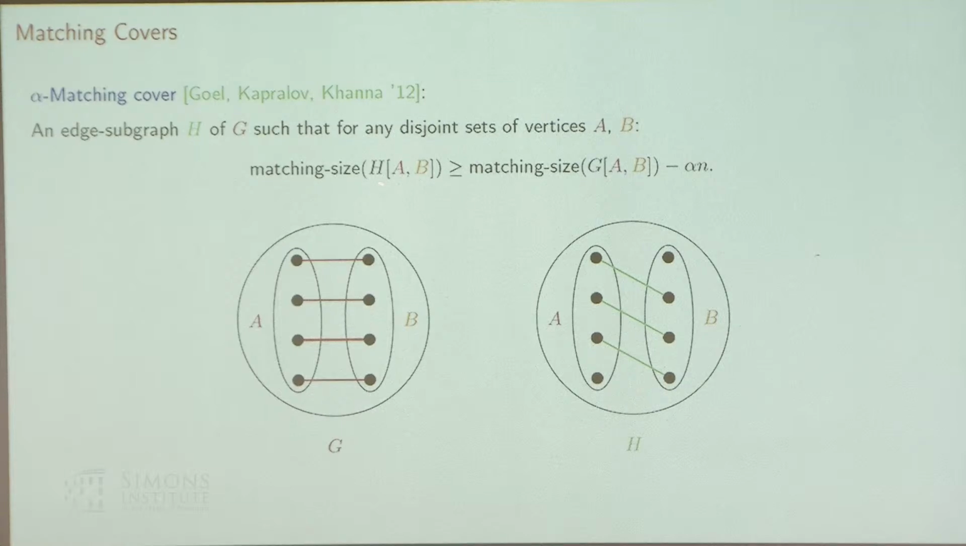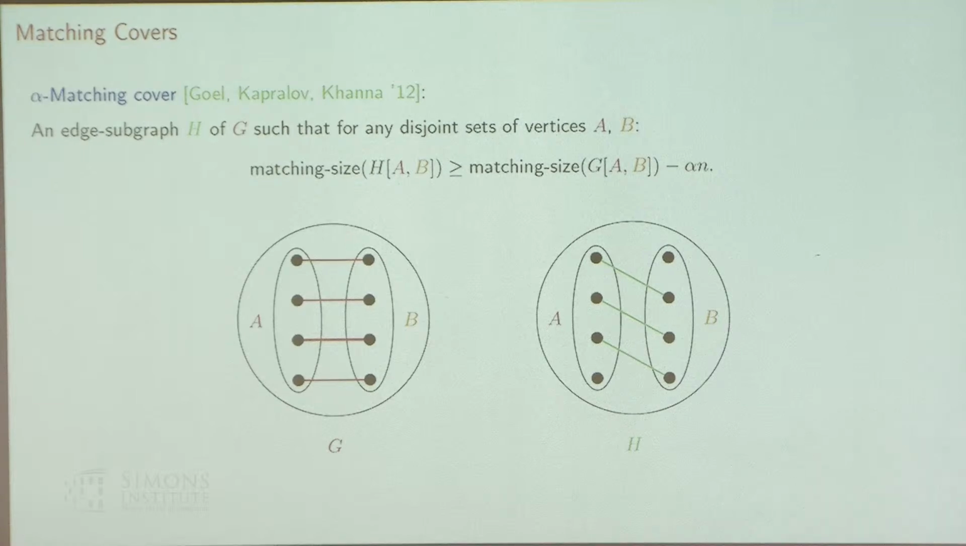So what we want is the matching size, the size of the maximum matching in the bipartite induced subgraph between A and B in subgraph H to be almost as large as the matching between A and B in the original graph. So I want to emphasize that we do not require the matching to be using the same edges. So we could use different types of edges. So maybe I'm missing all these 4 red edges in the matching cover, but I have 3 other edges that can be used to construct a large matching between A and B. And also, we're allowing an additive slack of alpha n. And this is the parameter alpha, which defines matching covers.